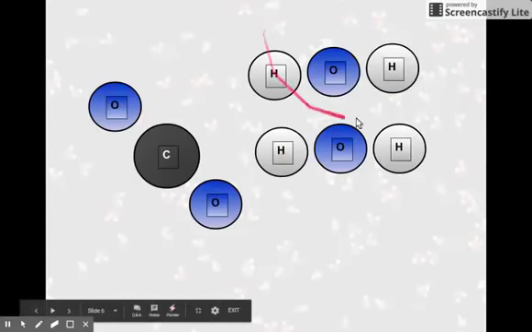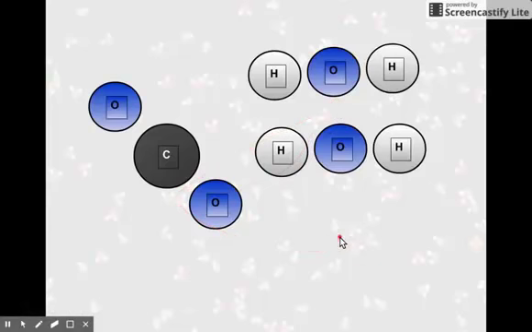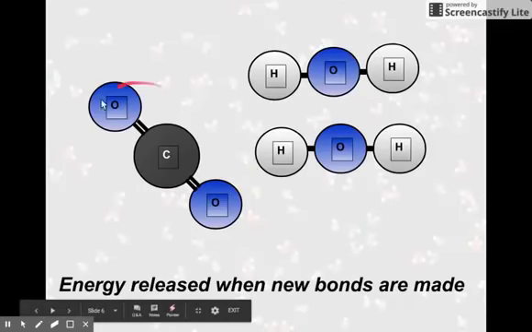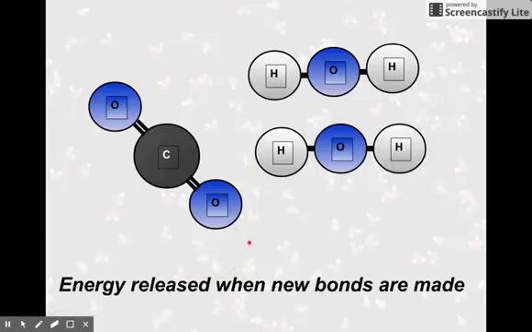So our bonds are broken, our molecules rearrange. Now to form our new bonds to make our water and our carbon dioxide, we'll actually give off some energy in doing that. So energy is released when new bonds are formed. So most of these molecules will be more stable and more happy when they form bonds. So energy is released during that process.